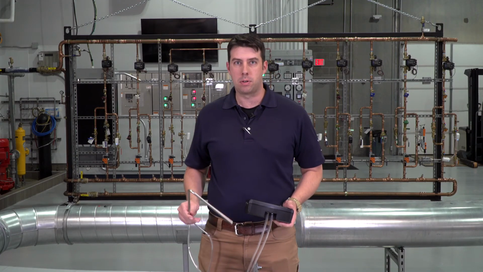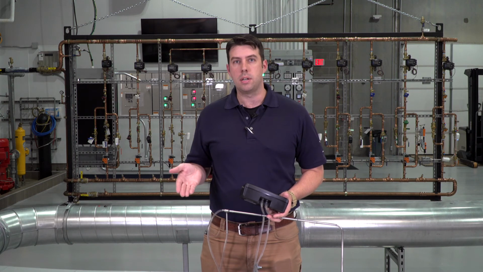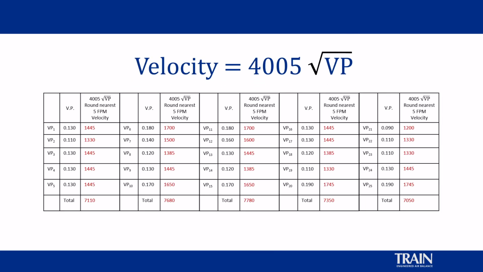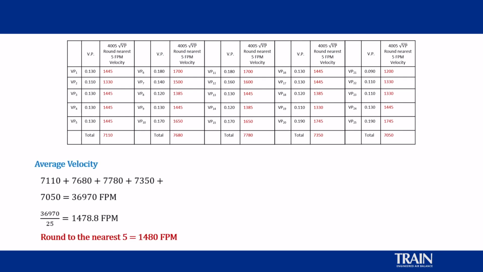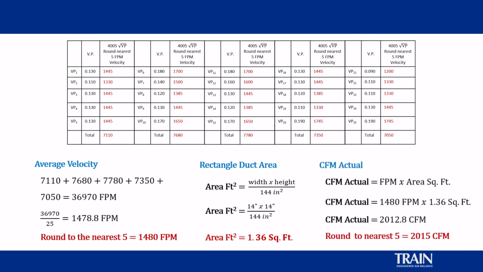Okay, now that we have finished our pitot tube traverse, we need to ensure that every single velocity pressure is then converted into a velocity. That calculation is the square root of that velocity pressure times 4,005. This velocity then is calculated for each individual velocity point that was measured in the duct. Next, we'll take our average velocity and multiply it times the area of the ductwork. Since this was a 14 by 14 duct, the area calculation is length times width, which comes out to 1.36 square feet. We then take our average velocity of 1480 times 1.36, and that produces 2015 cubic feet per minute.